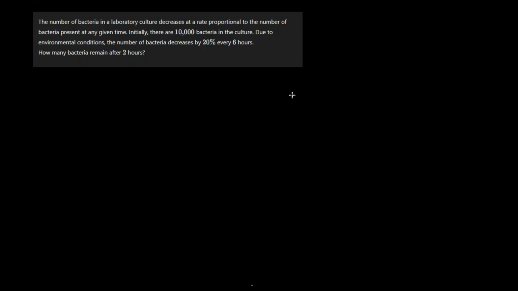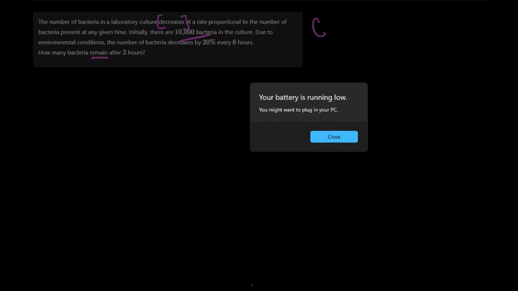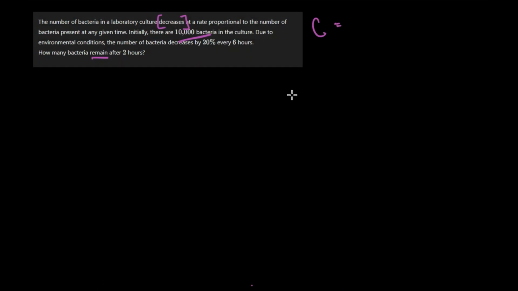Okay, so we're solving for the amount remaining, which is important to know, right? Because you're not trying to solve for the amount of bacteria that are gone, that decrease. We're solving for the amount that are remaining. That is an important keyword. We also know that it's decreasing, so our k value will have to be negative. We're also told our initial value is 10,000 bacteria, and it decreases by 20% every 6 hours. So C is equal to 10,000.